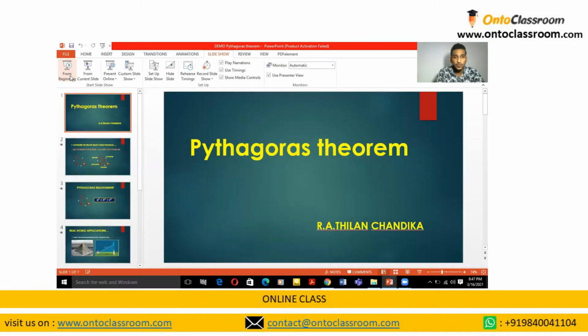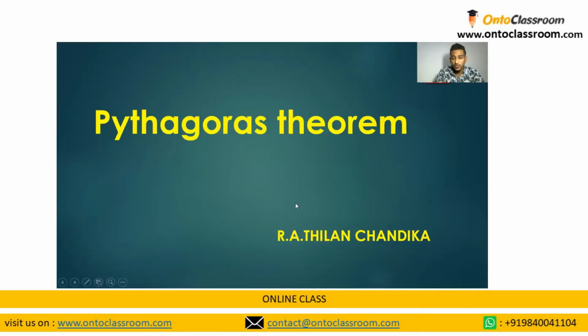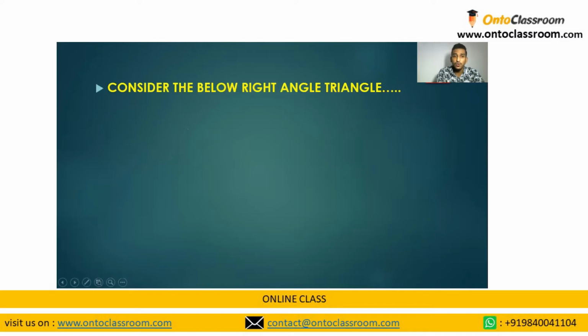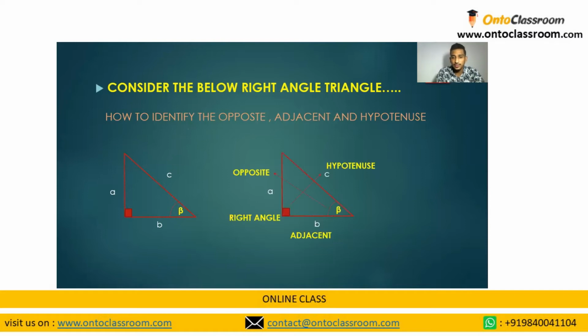Right. So, learning about the Pythagoras theorem, before we come to the Pythagoras theorem, I want you to understand how to identify the opposite, adjacent, and hypotenuse side of a right angle triangle for a given angle. So, you will later understand why I said for a given angle. Now, consider the right angle triangle where the angle beta is given. So, let me take the diagram where you have the sides marked.